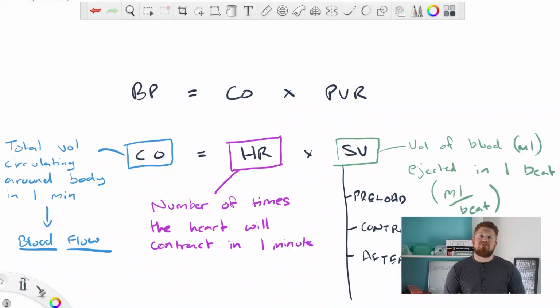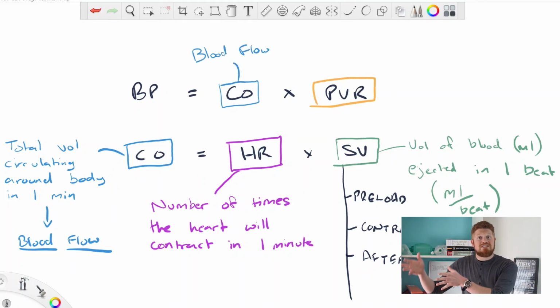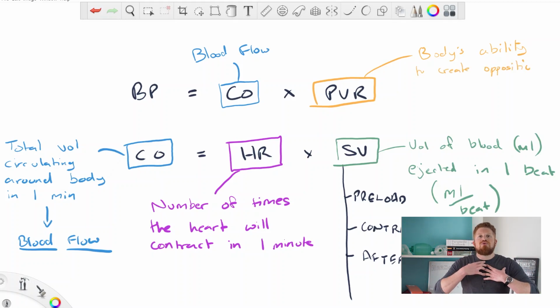So how do we build pressure? So the formula says blood pressure equals cardiac output times peripheral vascular resistance. Well, we've defined cardiac output. Let's look at peripheral vascular resistance. Well, peripheral vascular resistance, by definition, is the body's ability to create that resistance, to create that opposition to flow in the peripheries of my system. So we're talking about my skin, non-vital organs, that kind of thing. So how do we do that?